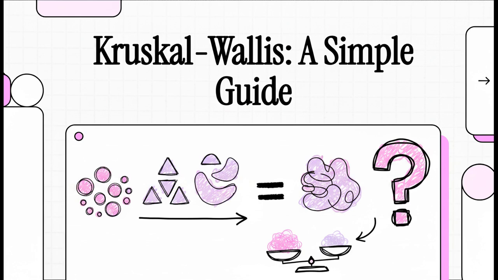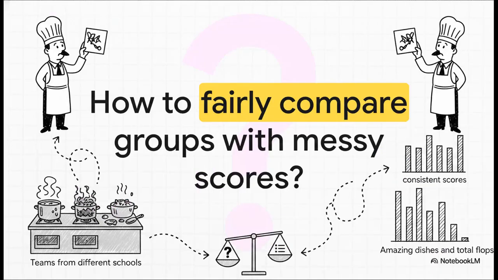So let's dive in. Imagine this. You're a judge at a huge cooking competition. You've got dishes from a bunch of different schools, but the scores are, well, a mess. Some schools are pretty consistent, but others have these amazing, show-stopping dishes right alongside some total flops. So the big question is, how do you figure out if one school is actually better than the others, or if it's all just random luck? This exact problem is what the Kruskal-Wallis test was born to solve.